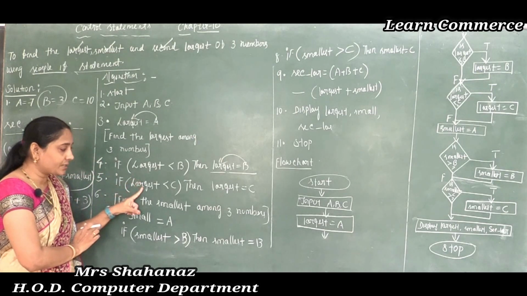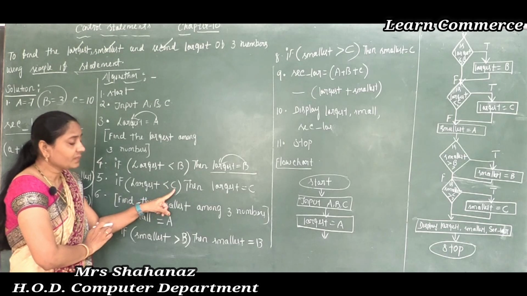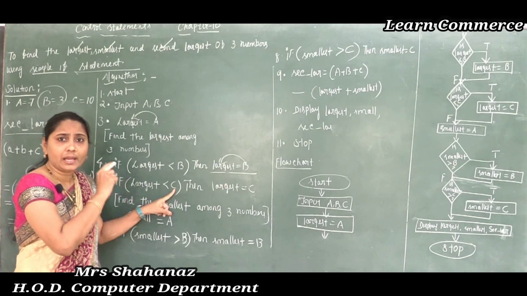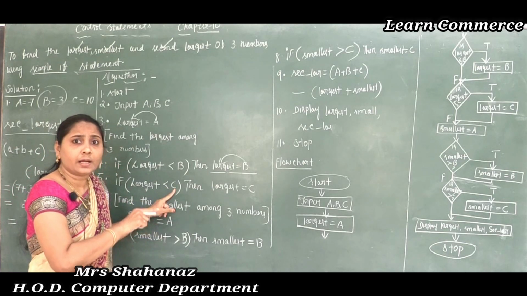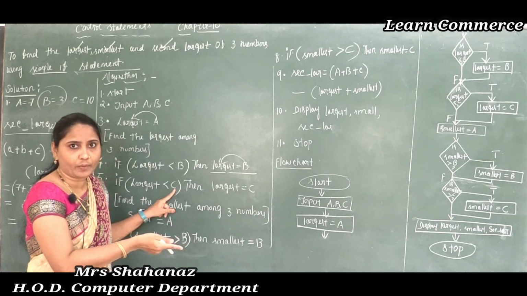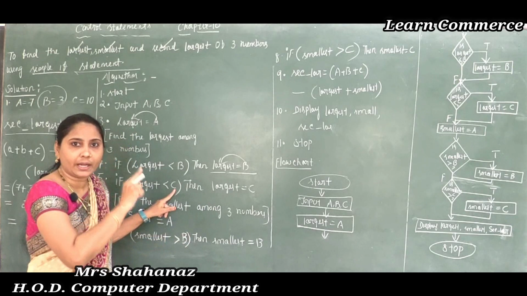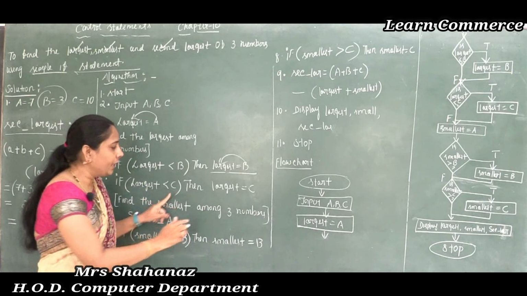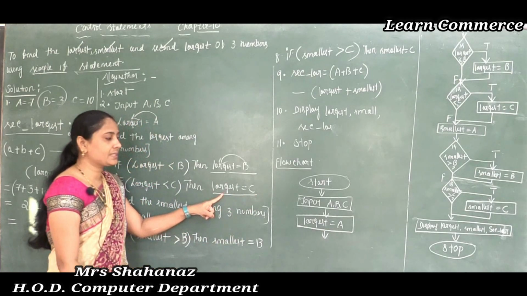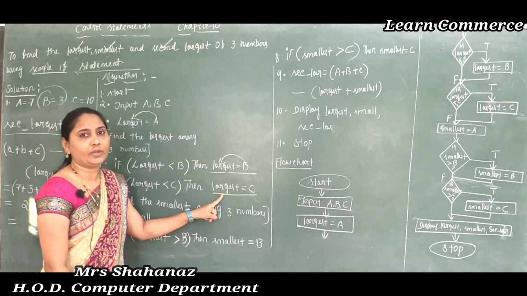So if largest value is less than C, okay, largest value is less than C, when you compare with C. If the condition is true, then it executes the statement: the largest value is equal to C.